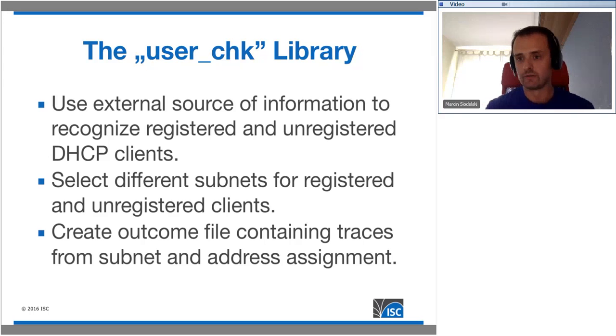So for example, one of the actions that it performs is that the client would be assigned to a different subnet if the client is registered, and to a different one if it's unregistered. And assigning to a different subnet means that it could get a different set of options. It will certainly get a different address or prefix from a different pool or from a different prefix. We'll demonstrate this capability further on. The user check library can also create the outcome file containing some traces from the subnet and address assignment.